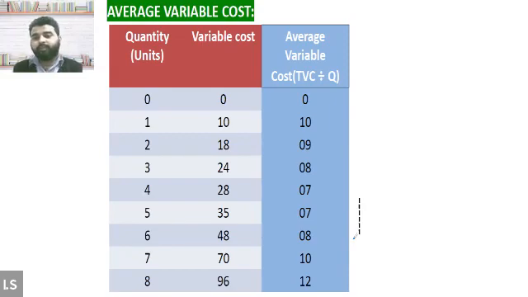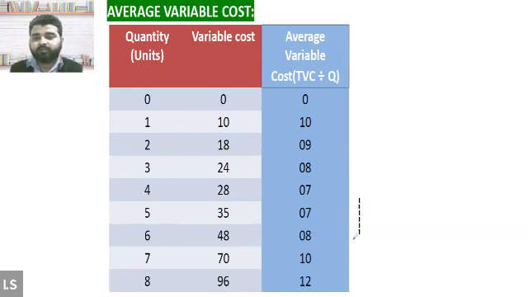By looking at the values, can you tell me, when we draw the diagram of AVC, how will it be formed? Whether it will be parallel to the x-axis, downward sloping, inverted A shape, or U shape, what kind of curve will it form? Sir, U-shaped. U shape, correct. It will be a U-shaped curve because it is initially decreasing, reaching its minimum point, and then it starts increasing.